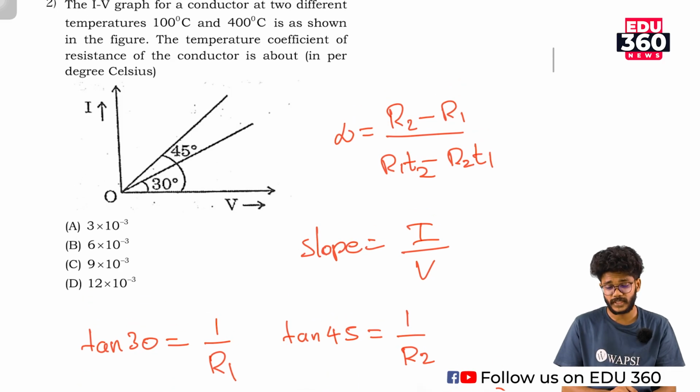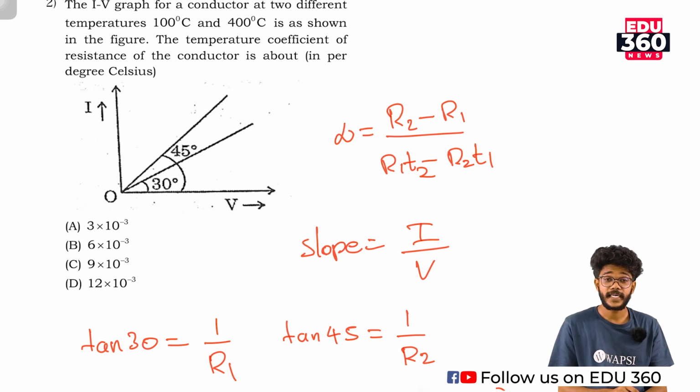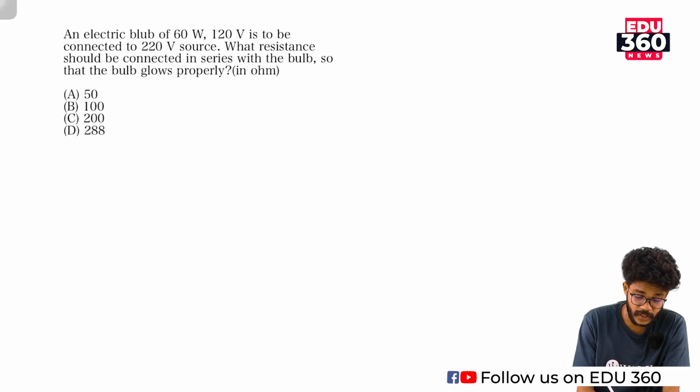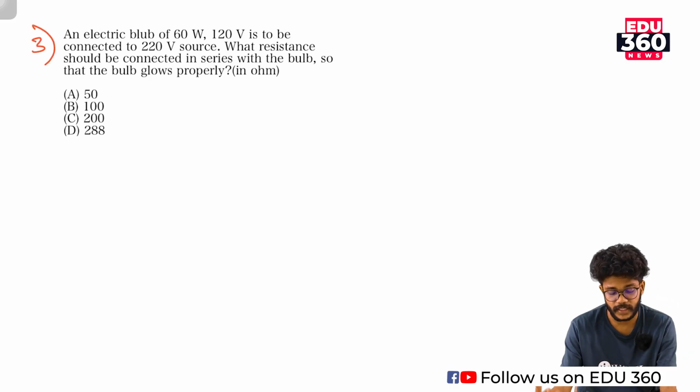And what is the unit? It is given inside the question. The unit is per degree Celsius. So unit of alpha is per degree Celsius. So option A is the correct answer. Okay, next question. Next question is the third question. Let's read the third question.